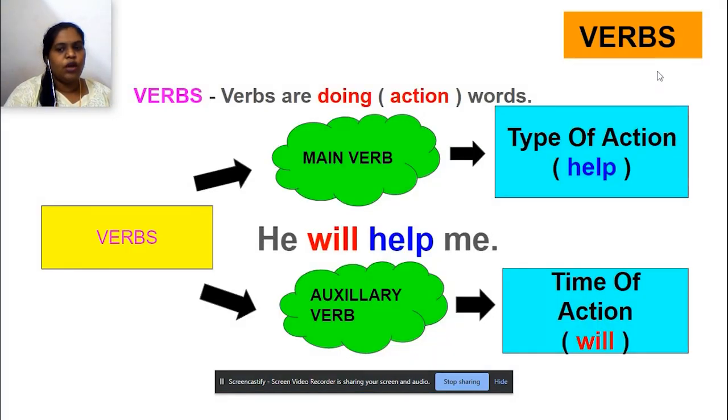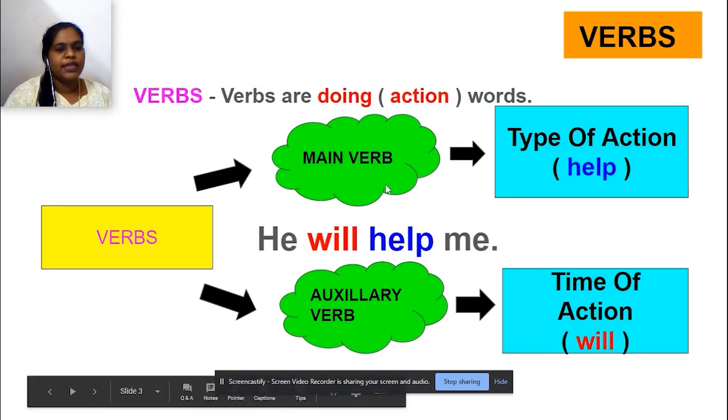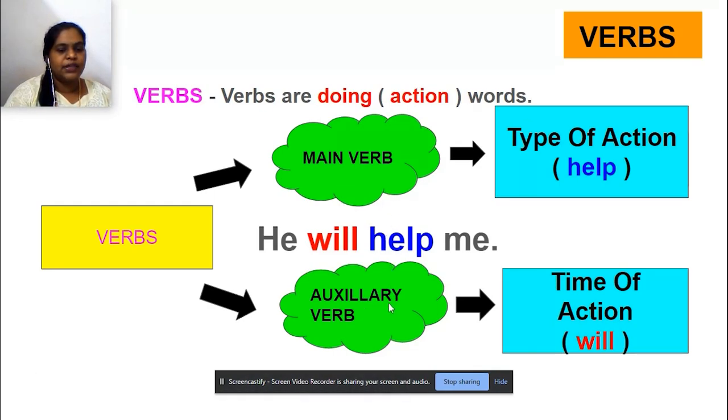We all know what are verbs. Verbs are action words or doing words, like running, skip, jump, smile, laugh. All these are actions. In verbs, we have two types of verbs. One is the main verb and the other is the auxiliary verb.